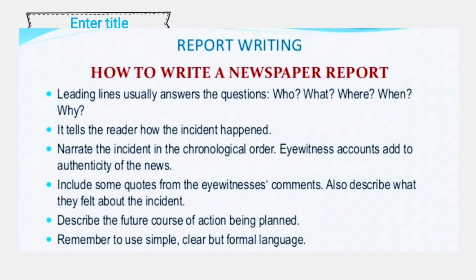How to write a newspaper report. Now, leading lines usually answer the questions who, what, where and when and why. It tells the reader how the incident happened. Narrate the incident in chronological order, and eyewitnesses' accounts also can be included. Describe the future course of action being planned, but remember to use very simple and formal language.